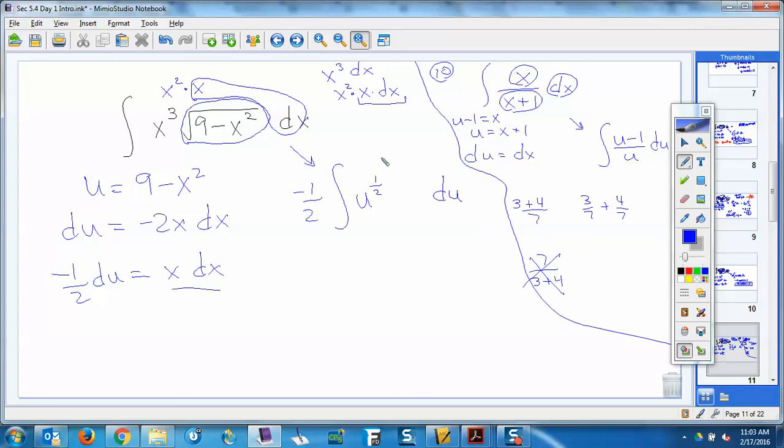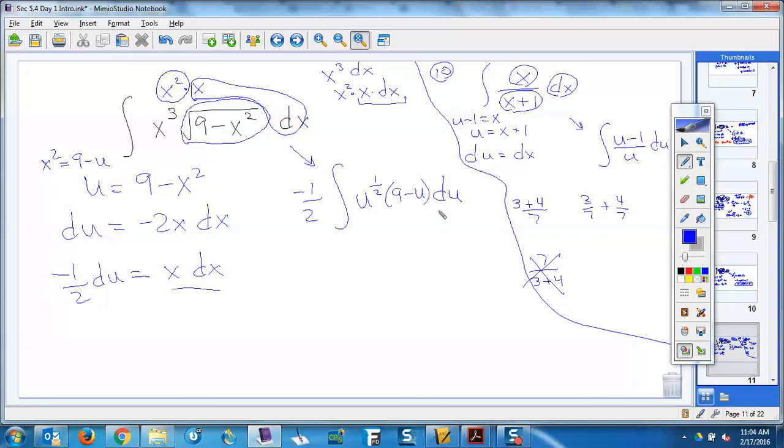All right. I still have an x squared left. Can I get an x squared from this right here? I can add the x squared over to this side and subtract the u. So x squared is what? 9 minus u, isn't it? So I can take that x squared and I can replace that with a 9 minus u.